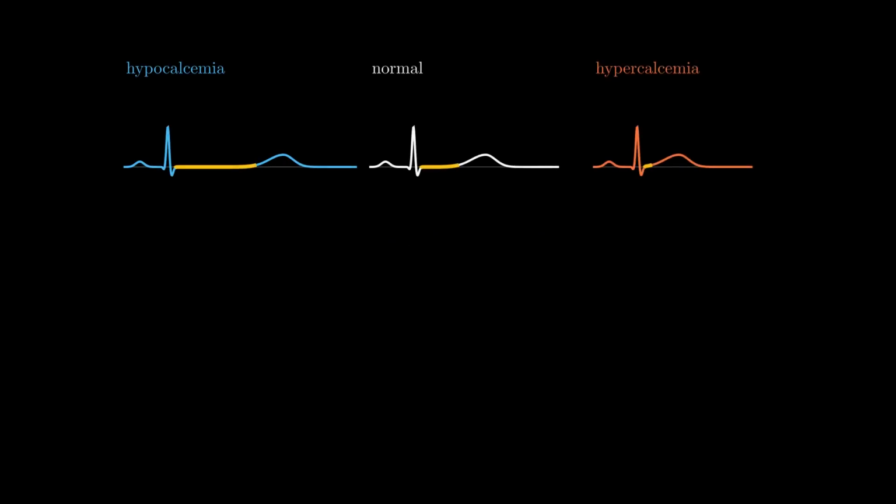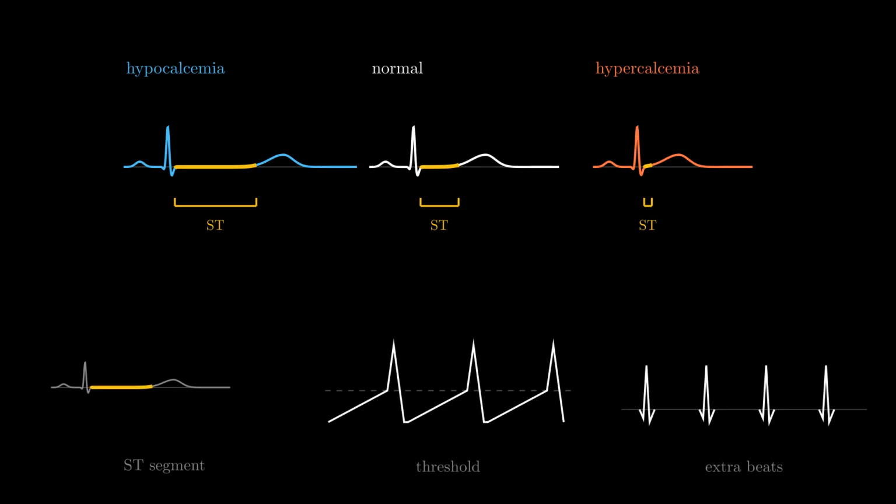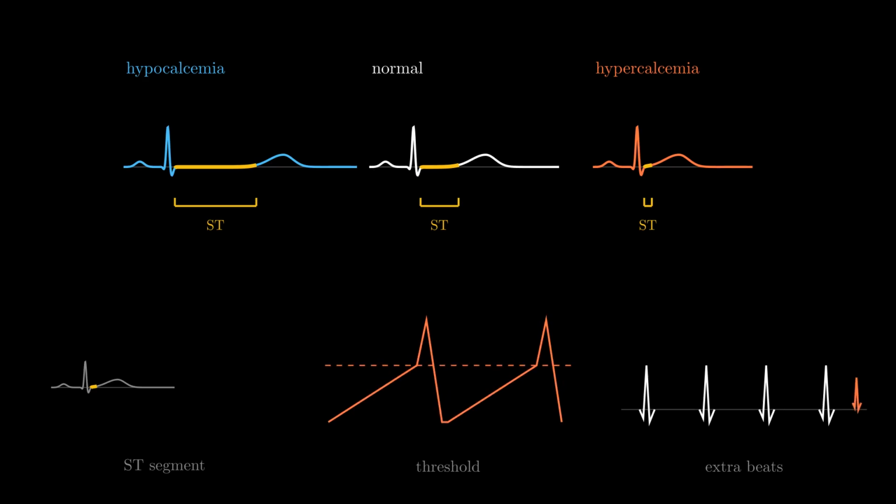To summarize, one property explains everything. How much calcium arrives decides how fast the channel shuts itself off. That sets how long the ST segment lasts, how big the threshold is, and it even explains extra beats.